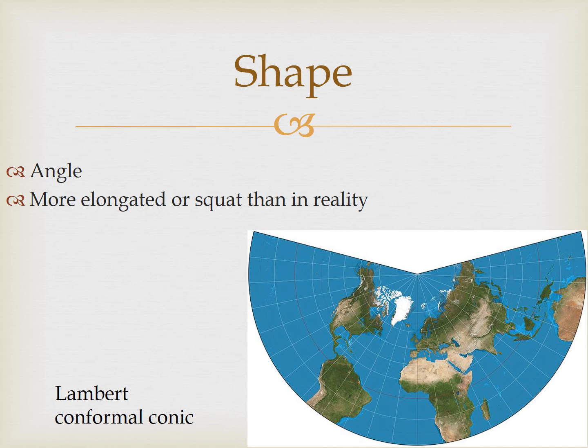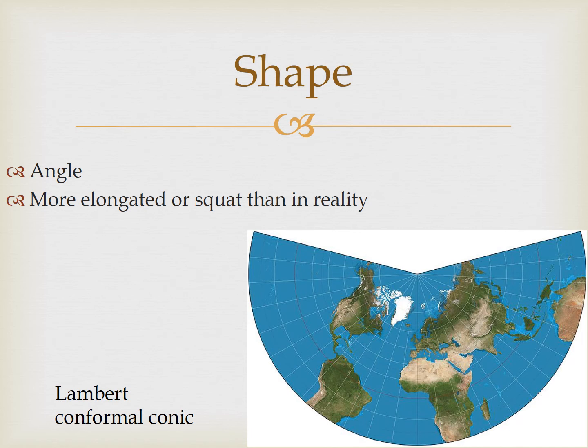Distortion of shape means that the angles are distorted. So land masses will typically look more stretched out or smushed. I guess the technical terms would be elongated and squat, but I like to say stretched and smushed. And so this Lambert conformal conic projection displays shape exactly as you would see it on a globe or the Earth itself. It has perfect shape. In fact, that's what conformal means, is that it preserves shape, but in this case, distorts size. So if we did a pros and cons list for the Lambert conformal conic projection, we'd say pro is shape. It's preserved. It's perfect.